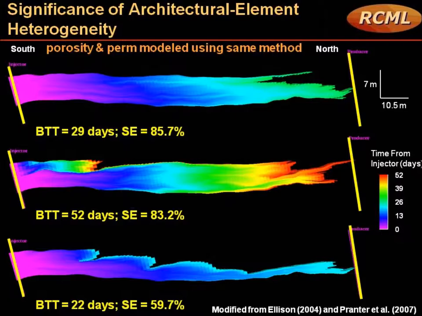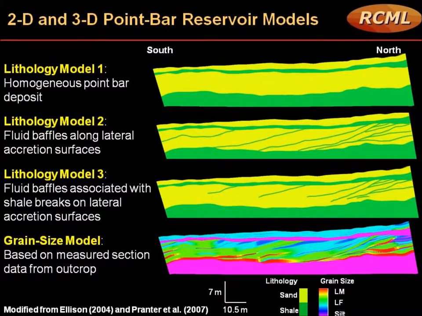It's just that these baffles cause the fluid to move more slowly, so the breakthrough time is less than in this case. But where we have these laterally discontinuous mudstone drapes, we have this short-circuiting, and the flow is primarily along the base of that point bar. Breakthrough time is much higher, and the sweep efficiency is much lower.